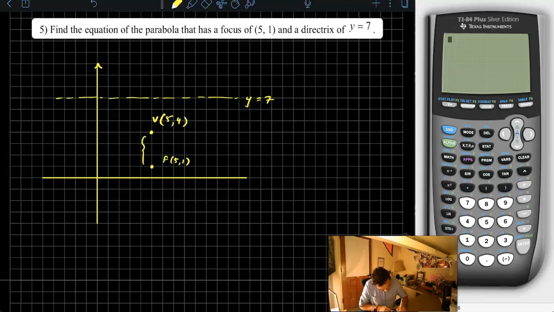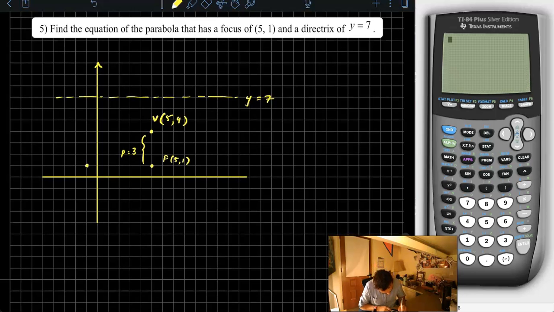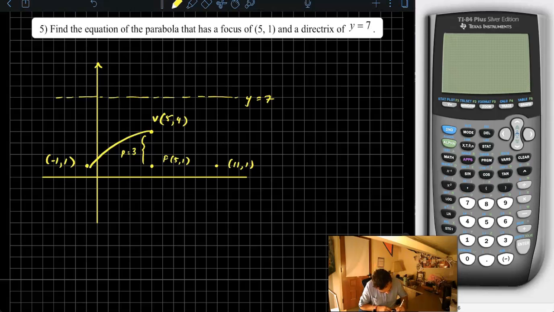Now the p-value we already know is 3 units. And so if we double that, we should have these 2 points on the latus rectum here. That would be 6, 1. I'm sorry, not 6. 6 plus 5 should be 11, 1, and negative 1, 1. And then we can just connect it. Now we haven't done any of the work of coming up with the equation yet, but we have a really good idea of what this is going to look like.